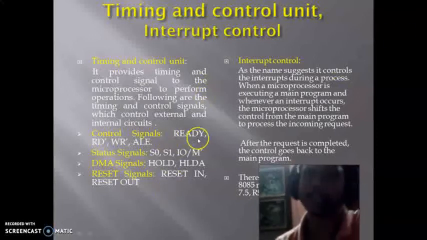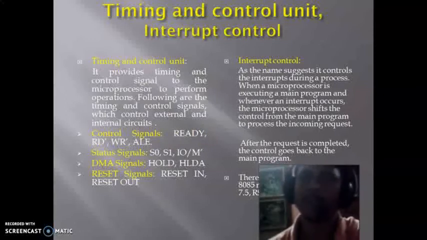The control signals include the ready signal, which is a very important signal. Suppose a microprocessor is connected with a peripheral device whose speed is much lower than the microprocessor frequency. Then the peripheral device sends a ready signal to the microprocessor, telling it that the device is ready to accept any data.